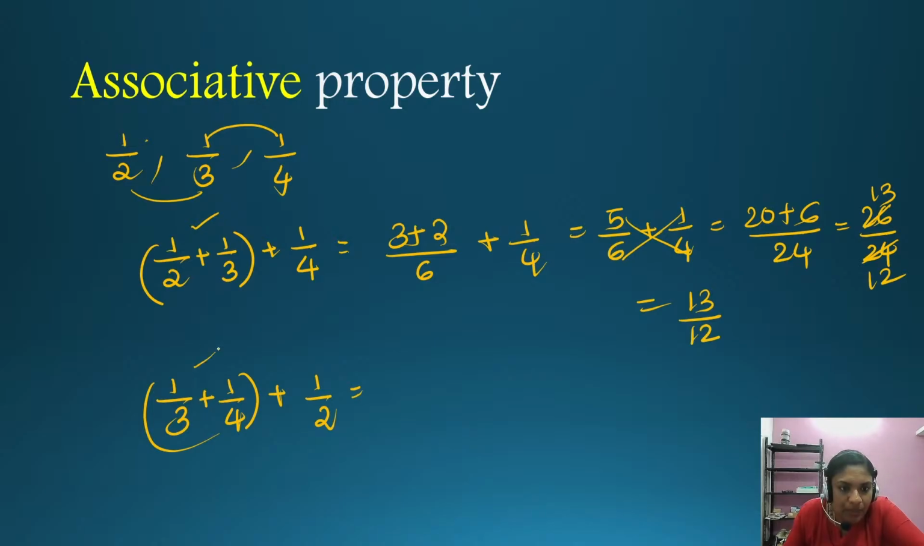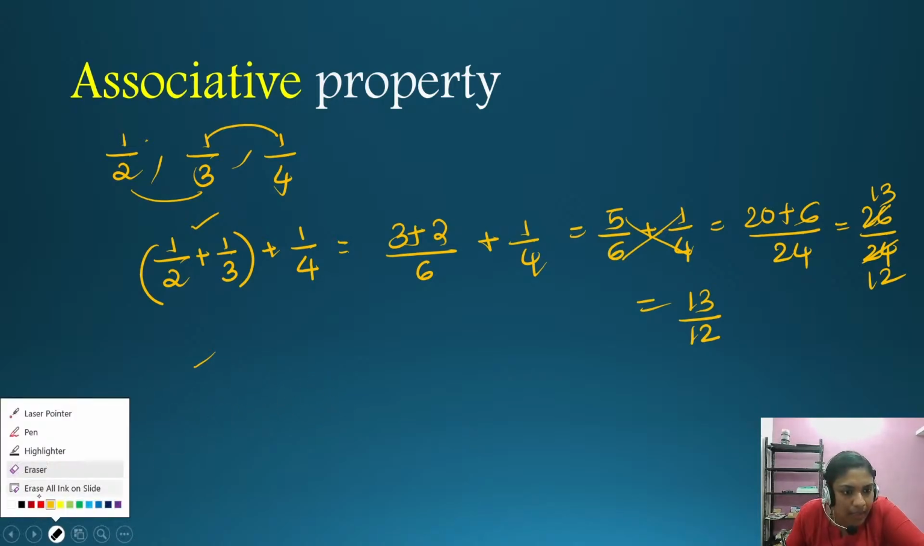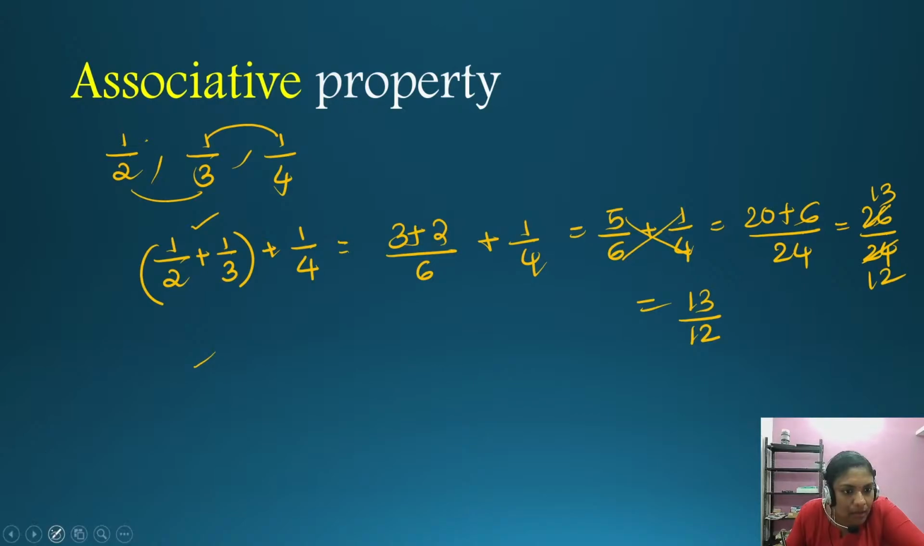Let's see this one. Let's do the bracket first. Okay. Actually, we can write this in another way. See, we can put the bracket later. We can group like this. First, write 1 by 2 as such. Then put bracket 1 by 3 plus 1 by 4.